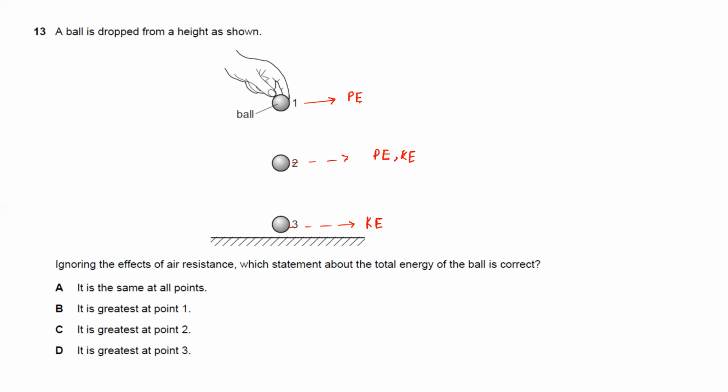So, for example, this potential energy is mgh and this is half mv squared from the formulas we have. This is the height h, and this is falling under the gravity g. So this whole potential energy converts to kinetic energy, but overall energy remains the same at all these points. Greatest at point 1, no. Greatest at point 2, no. Greatest at point 3, no. So the best answer is A, because of the law of conservation of energy.